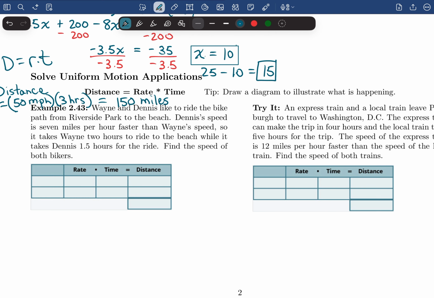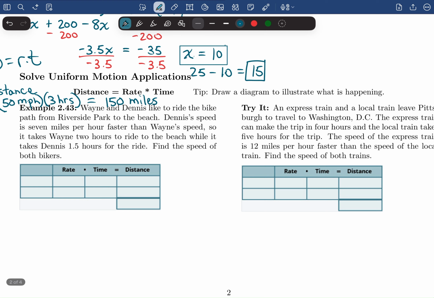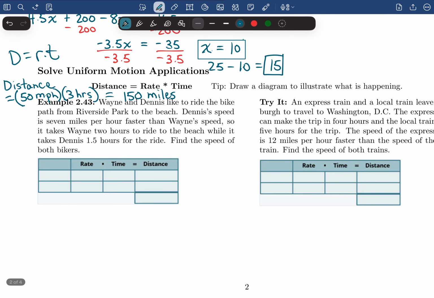One tip for you as we proceed is, if you struggle, to draw a diagram that illustrates what's happening. Okay? So that's a good strategy as you proceed. Well, let's jump into example 2.43.